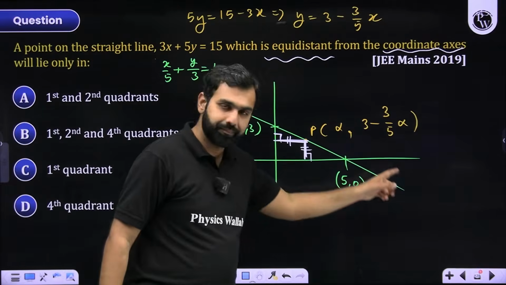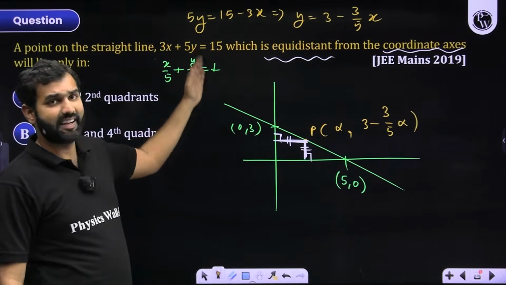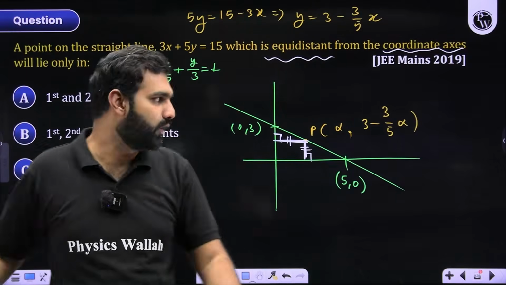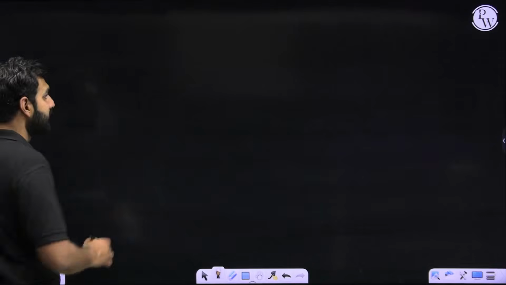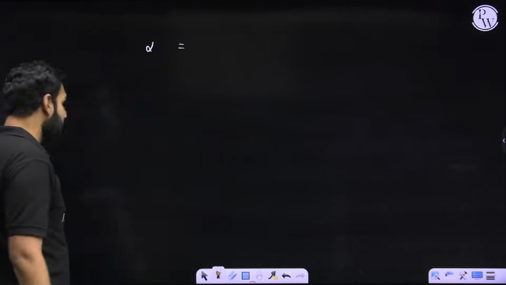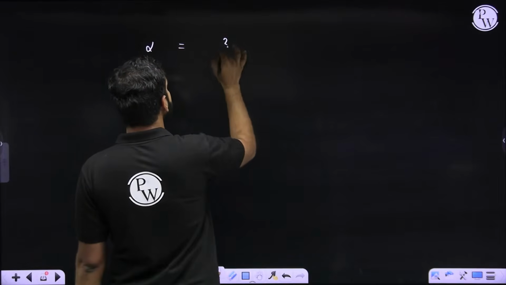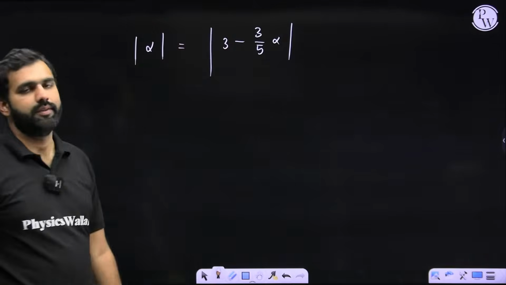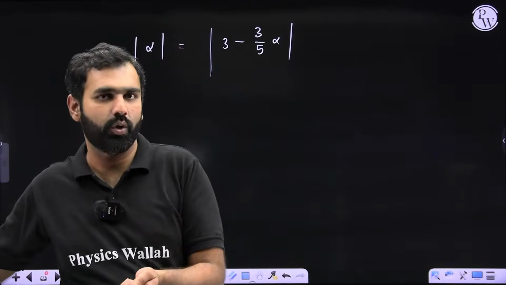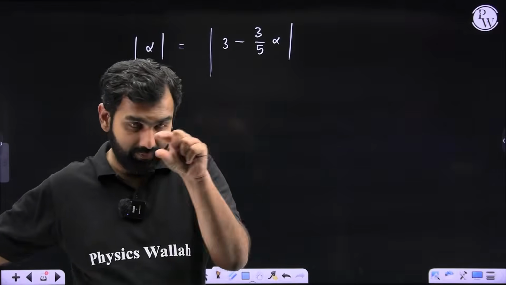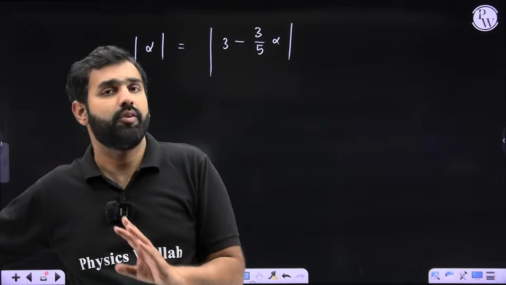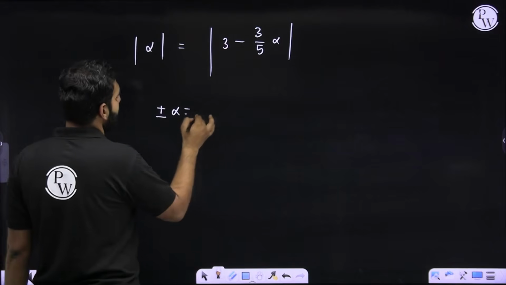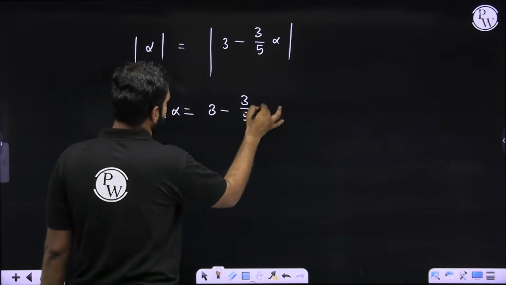But this point could be in the fourth quadrant. This point could be in the second quadrant. This could be in the first quadrant. So the x and y coordinates could be negative, positive, whatever. So I need to take mod over them. So what I'll say is that alpha and 3 minus 3 by 5 alpha should be equated, but only after putting a mod sign over them. The best way to deal with mod is either you square both the sides or you remove the mod from between, when equality is there, and place a plus minus sign on either of the sides. So when I do that, I'll say plus minus alpha is equal to 3 minus 3 by 5 alpha. Did you understand that?